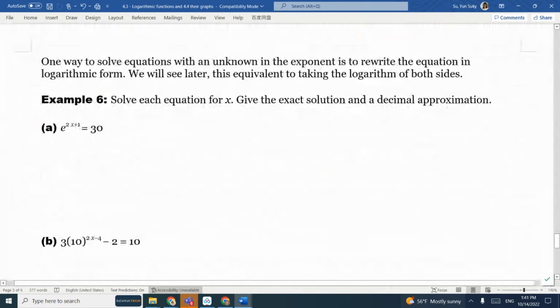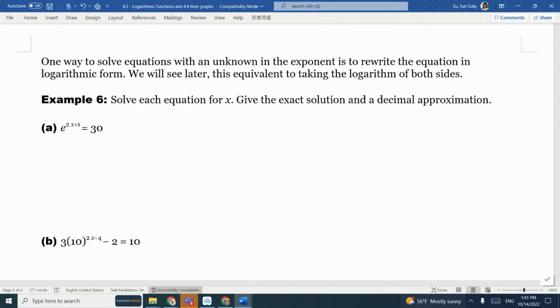Okay. So one way to solve equations with an unknown in the exponent is to rewrite the equation in log form. We'll see this later. Oh, did I say hey Siri? Okay. Maybe we will see this later.